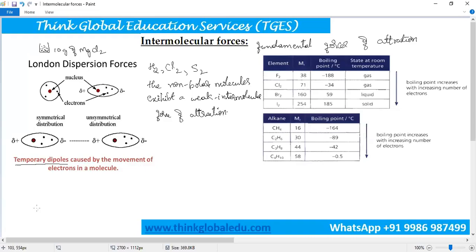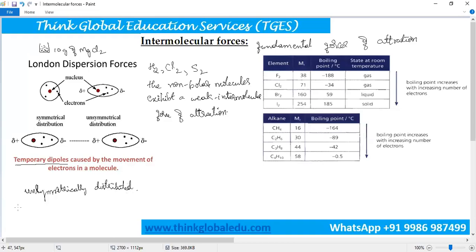Because of the constant motion of the electrons around the nucleus of an atom, the molecule or atom develops a temporary dipole when the electrons are unsymmetrically distributed, resulting in the formation of the instantaneous dipole and an increase in the force of attraction.